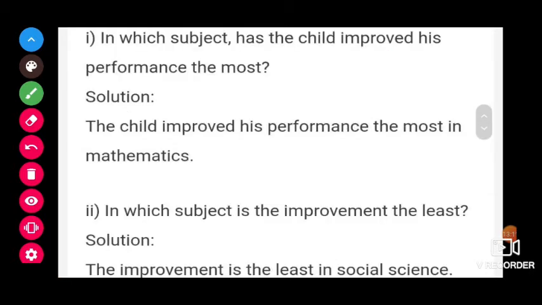Next one is in which subject? Next. That's it, children. Next question.